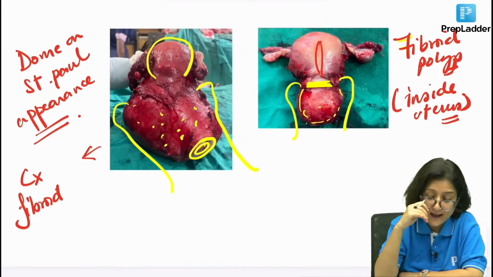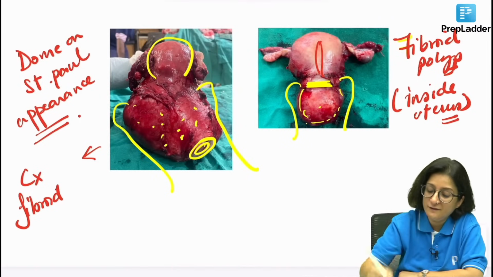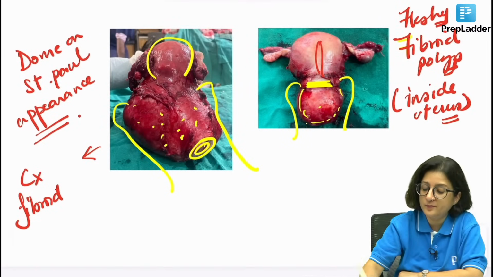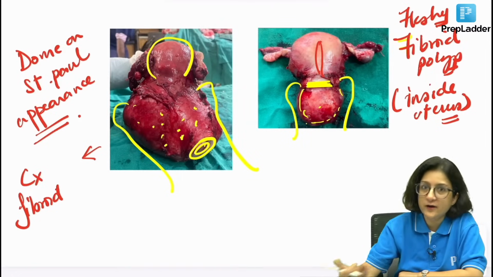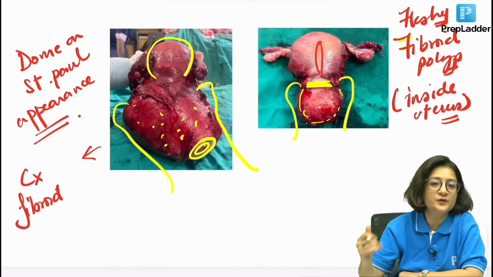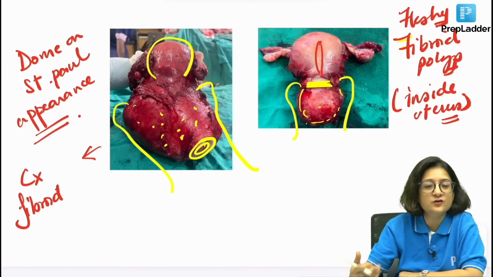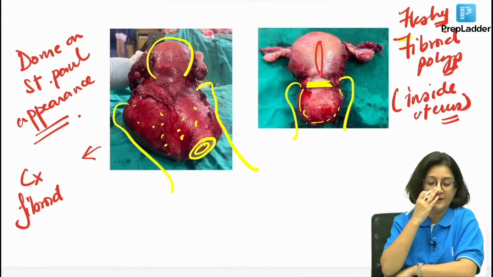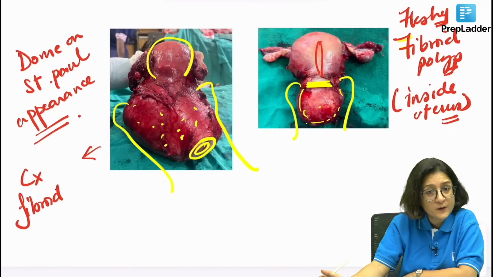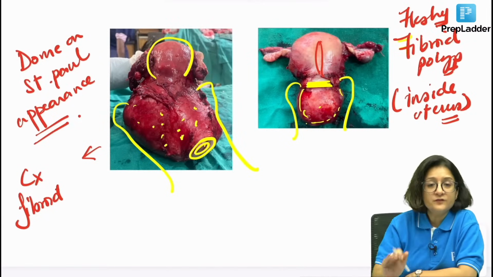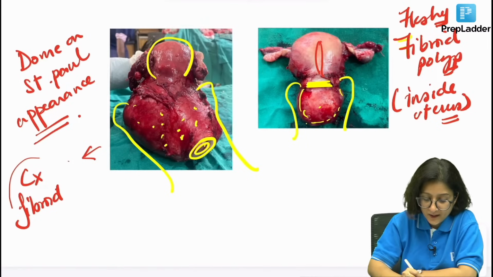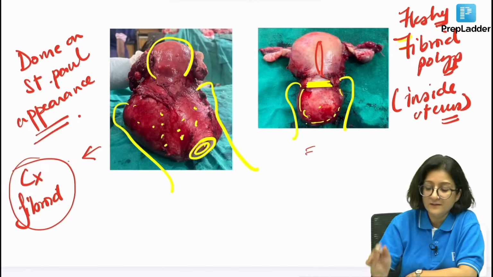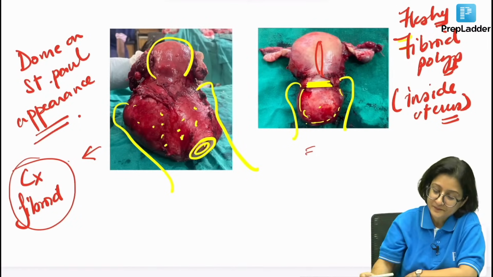The pedicle is high up. So this is a fleshy fibroid polyp. All of these conditions can present with irregular bleeding, heavy menstrual bleeding, postcoital bleeding, and so forth. So abnormal uterine bleeding patterns can be there with both, right? So this is for you, don't get confused between the images. This is a typical cervical fibroid and this is a fleshy fibroid polyp.